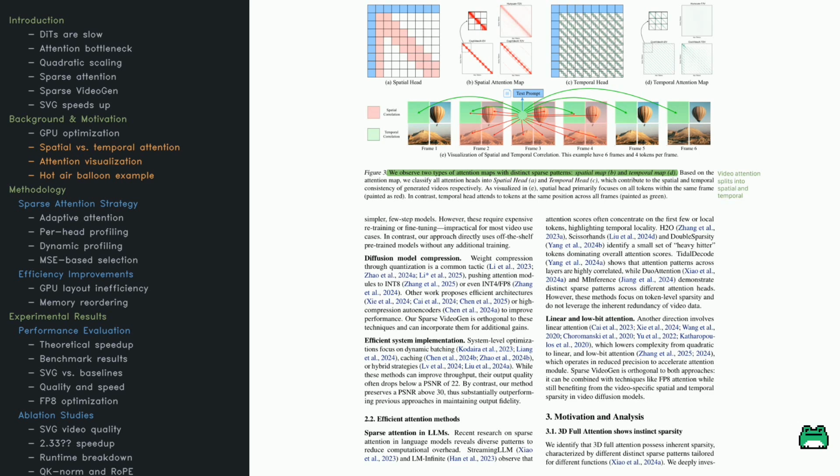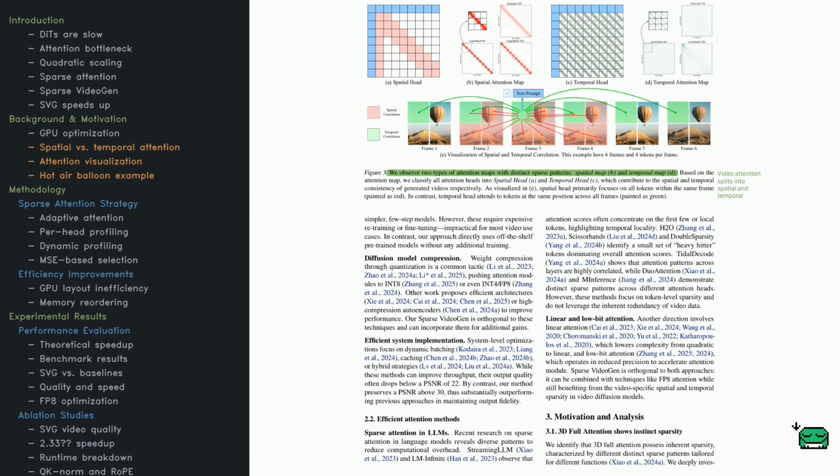A video of a hot air balloon moving through the sky. The red lines, spatial, show how attention links different parts of a single frame, ensuring sharp details. Meanwhile, the green lines, temporal, connect the same balloon position across all frames, preventing flickering or sudden changes. This breakdown is essential because Sparse VideoGen, SVG, optimizes both types of attention differently.